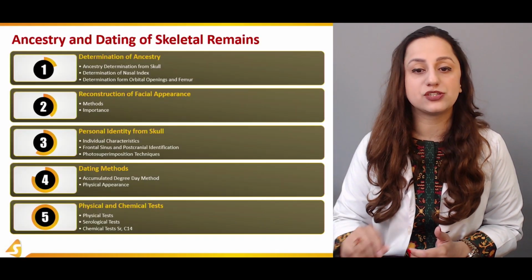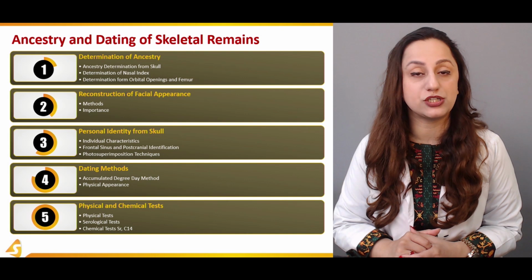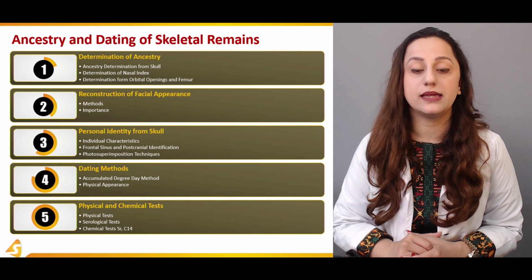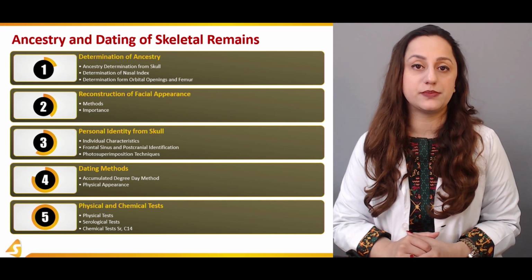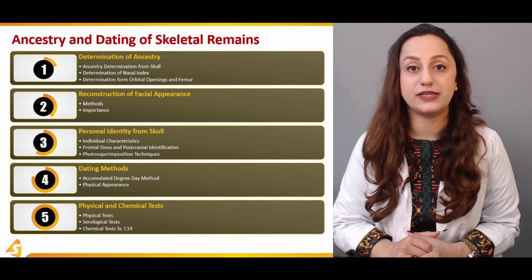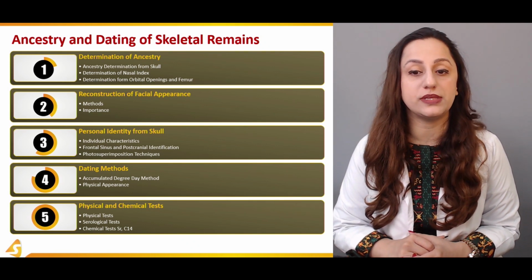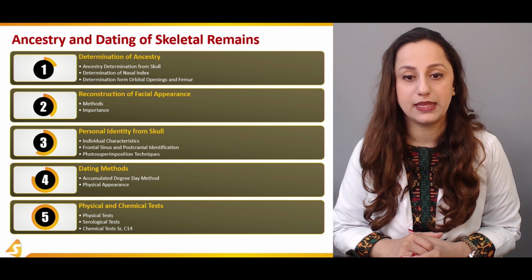So this lecture will have the first section, the determination of the ancestry. It basically includes the ancestry determination from the skull, the determination of the nasal index, and the determination from the orbital openings and the femur.